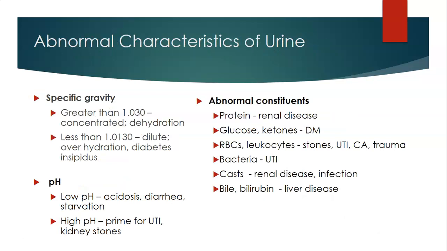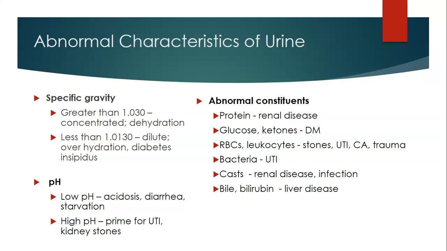As promised, here's our specific gravity. Greater than 1.03 for specific gravity indicates concentrated urine, might be an indicator of dehydration. Less than, I don't know why I put 1.013, it's supposed to be 1.010, means that the urine is very dilute, could indicate overhydration. Maybe somebody just drank a lot of water that day. Might also indicate diabetes insipidus, which I know you guys reviewed with Krista.